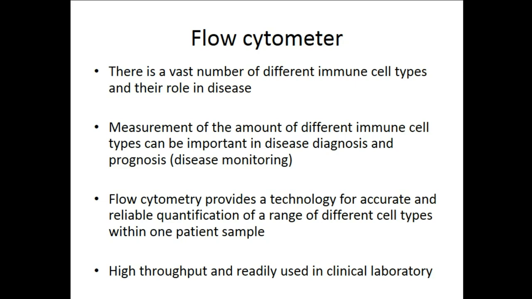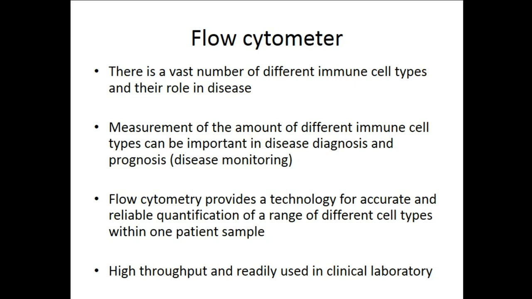So the measurement of the amount of different immune cell types can be important in disease diagnosis and prognosis. So that's the critical clinical use of the flow cytometer. It lets us quantify different immune cells within the blood, and based on the information you get, it could have importance in monitoring a range of diseases, such as HIV infection or AIDS.